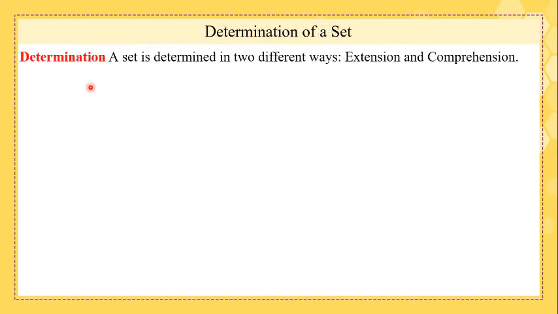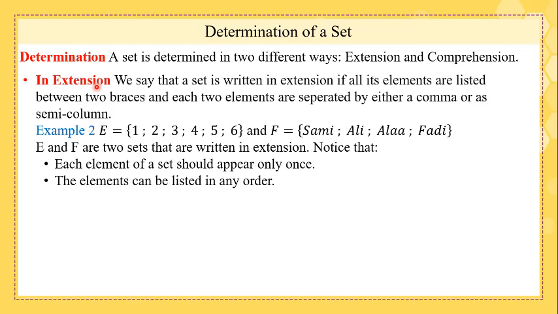Determination of a set. A set is determined in two different ways, in extension and in comprehension. In extension, we say that a set is written in extension if all its elements are listed between two braces, and each two elements are separated by either a comma or a semicolon. Example 2, E is the set of elements 1, 2, 3, 4, 5, and 6, and F is the set Sami, Ali, Ala, Fadi. E and F are two sets that are written in extension.